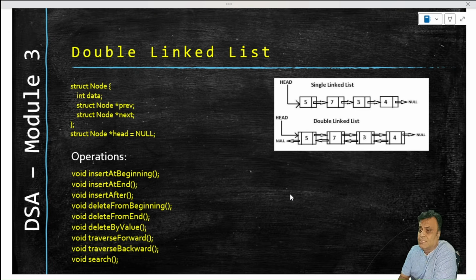Now, let's take a graduation step from a single linked list to a double linked list. What we are seeing on the screen is the two linked lists that we are discussing today, which is single linked list and how we graduate into a double linked list for it.